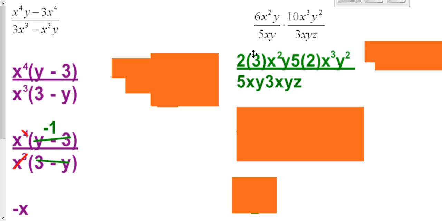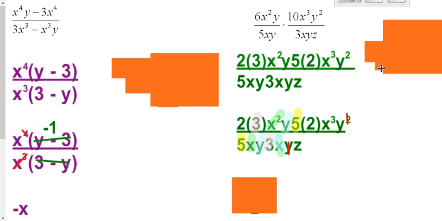Start crossing out. You can cross out the 3's. You can cross out the 5's, and so on. And you just start crossing everything out and look at what's left. And in this case, we are left with a 2 and a 2 on top, which gives us 4. We're left with this x cubed on top, and we're left with a y to the first on top, and we're left with the z on the bottom.